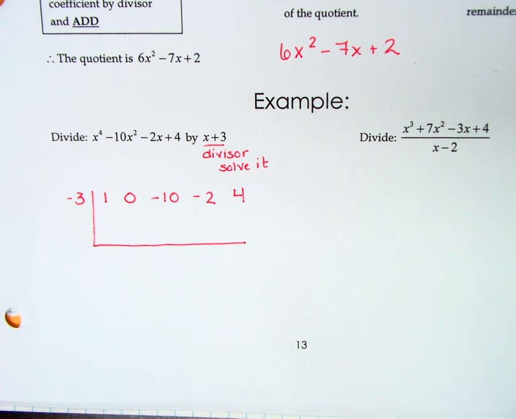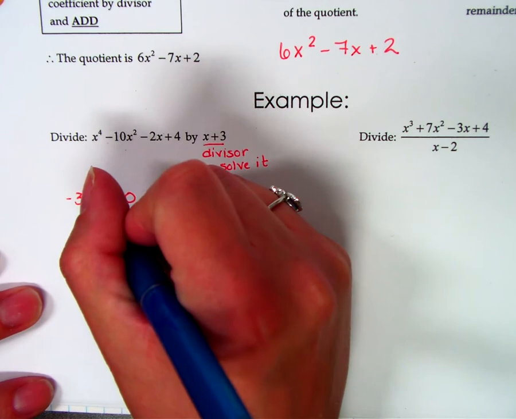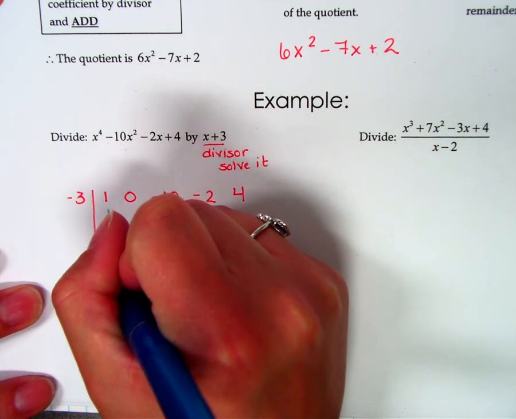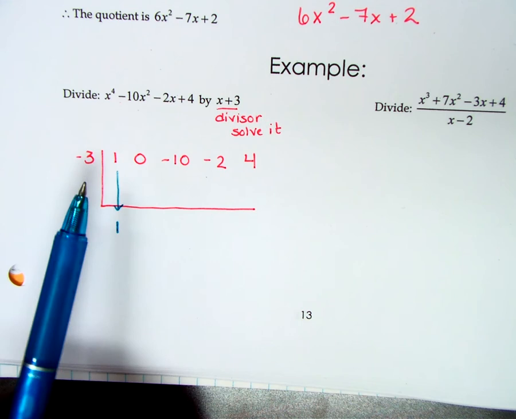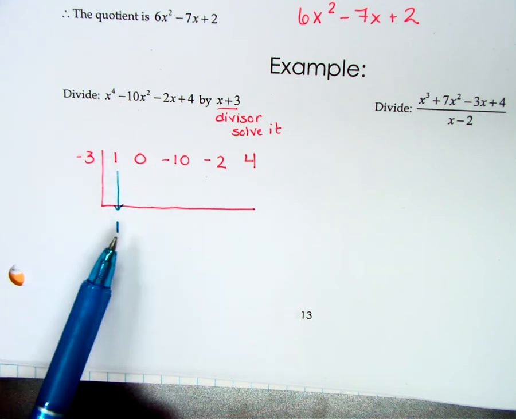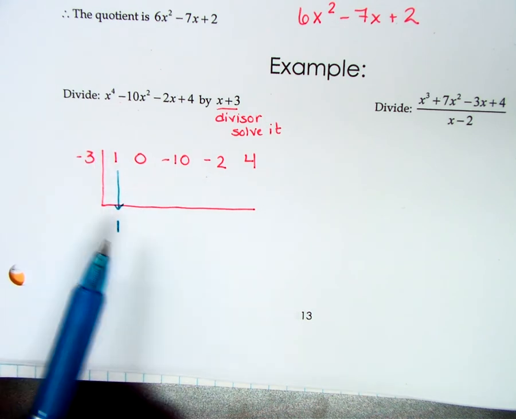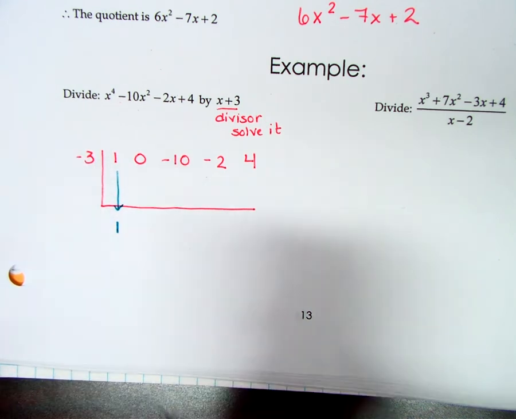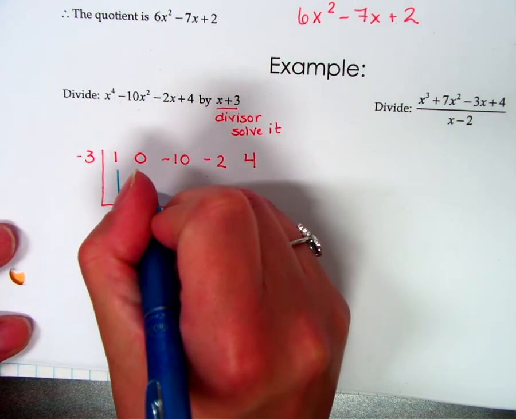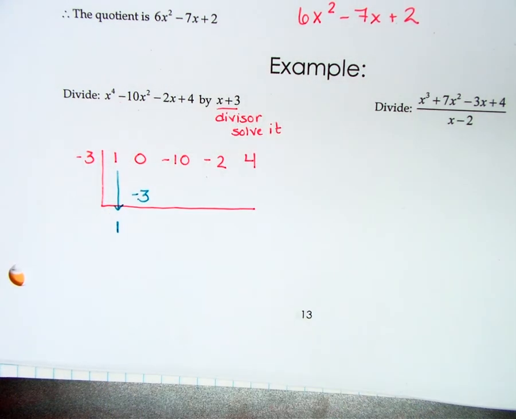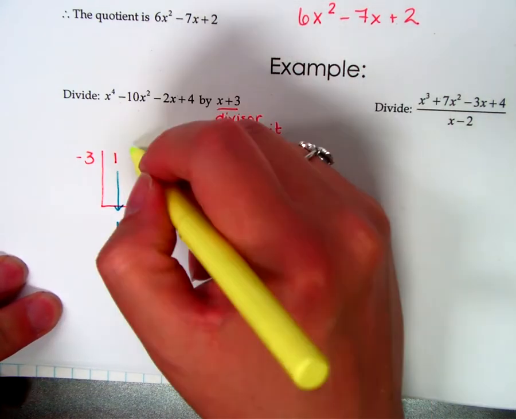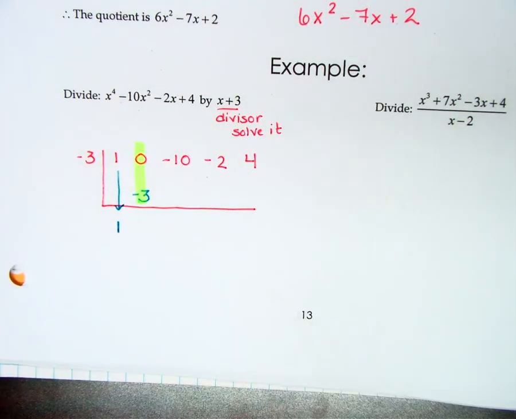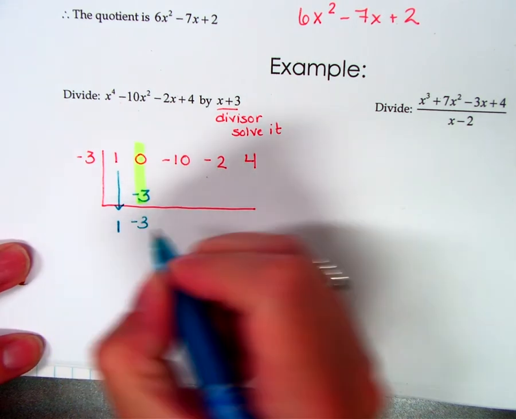Okay, step 1. Drop the 1. Now, step 2, we are going to take the divisor and multiply it by the 1. What do you get? -3. That goes in the box. Now, what do I do with those two numbers? Add them. So you're going to add those. What do you get? -3.